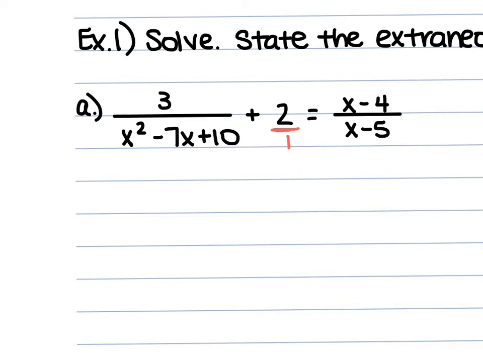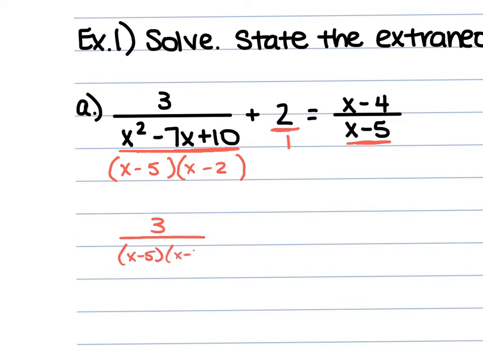So this one has an x minus 5. This one here can be factored. Let's break these down into the simplest forms. Let's figure out what this would equal if I factored it: x minus 5 and x minus 2. If we took that polynomial there and factored it, what we would have is x minus 5 and x minus 2. I'm just going to rewrite that so it looks a little easier and doesn't get confusing. We've got x minus 5 times x minus 2, plus 2 over 1, is equal to x minus 4 over x minus 5.